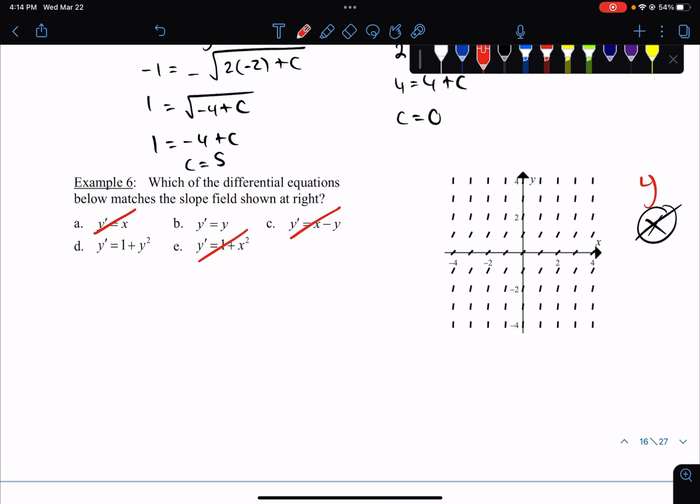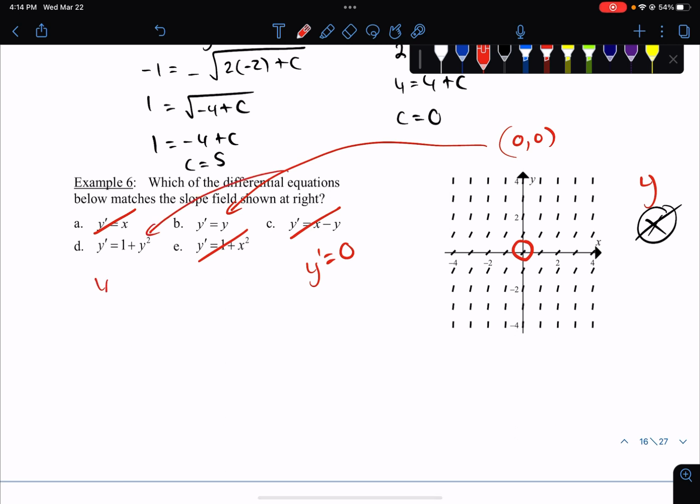The next thing I like to do is pick a point and plug it in. So for example, this one right here, that point is 0, 0. So if I plug that into this one, my slope for that function is 0. If I plug it into this one, my slope is 1 plus 0, which equals 1. Well, when I look at the graph, it shows me what the slope should be, and the slope is definitely not 0. It looks like it's more 1. So this function is not correct. It's going to be D, would be my answer.